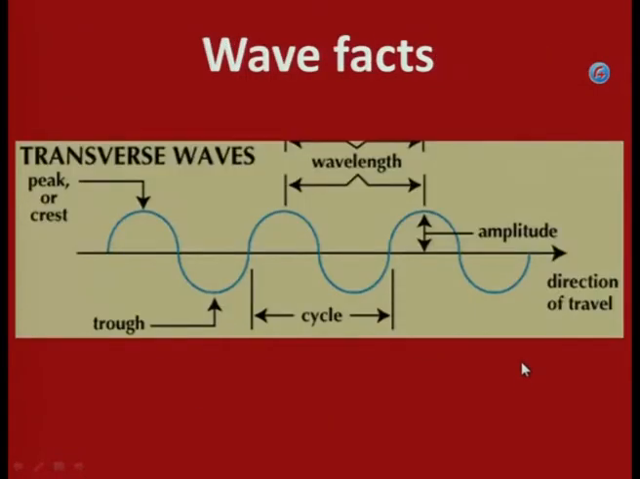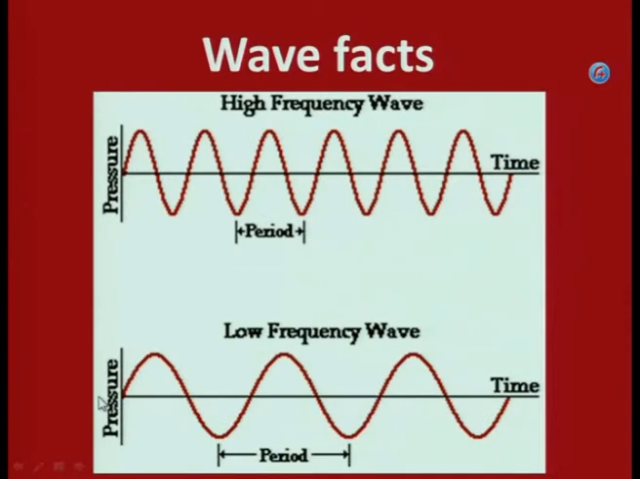Let's recap the transverse wave quickly. This is a peak and this is a trough. This is a cycle from the beginning of a peak to the end of a trough, and that is the amplitude, which is the height of that peak, and from the middle of one peak to the middle of the next peak is the wavelength. This is just a recap.